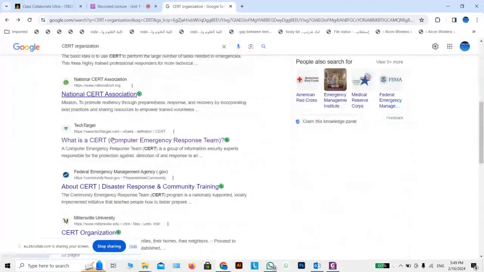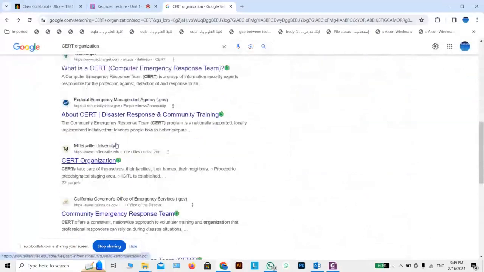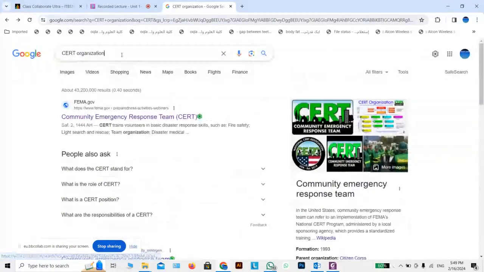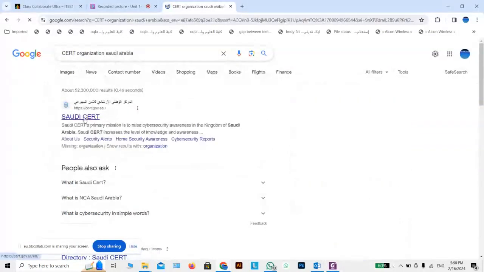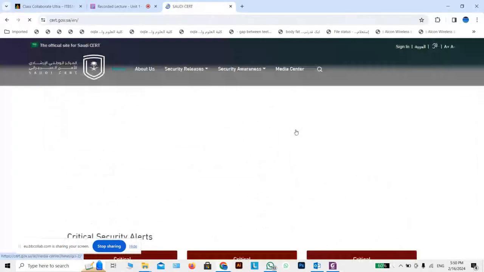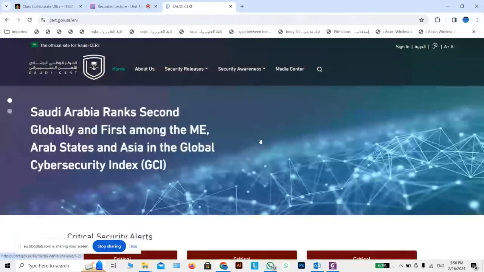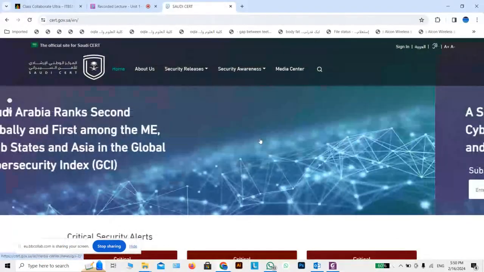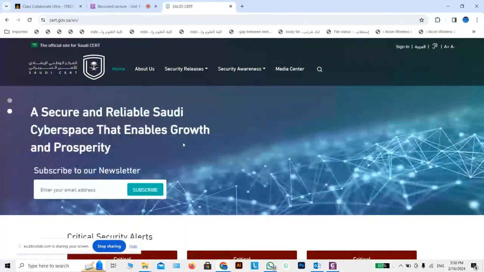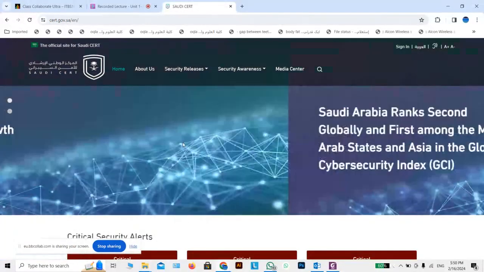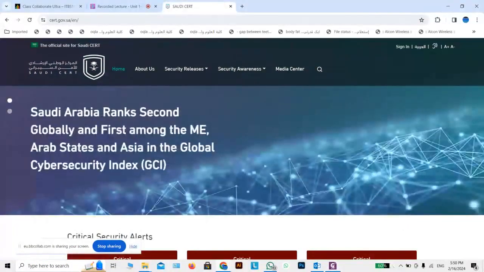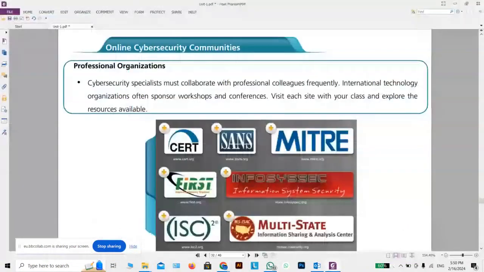Let me see. Yeah, I say organization. That's right, on Saudi Arabia here. So this is Saudi CERT here. So this is the group of information security experts responsible for protection against, detection of, and response to an organization's cybersecurity incidents. Almost each country has this kind of group. Okay, the second one, let's look at this. I will tell you some of this CERT is there, and then let me open SANS.